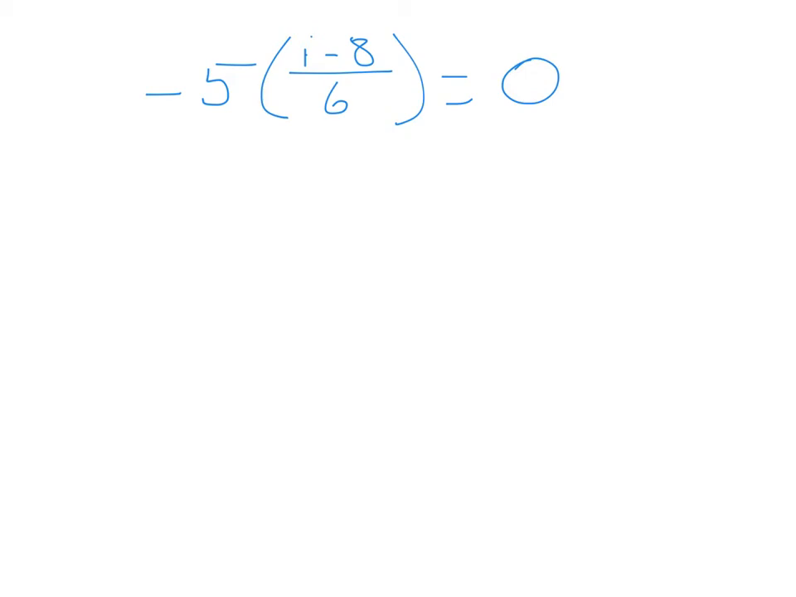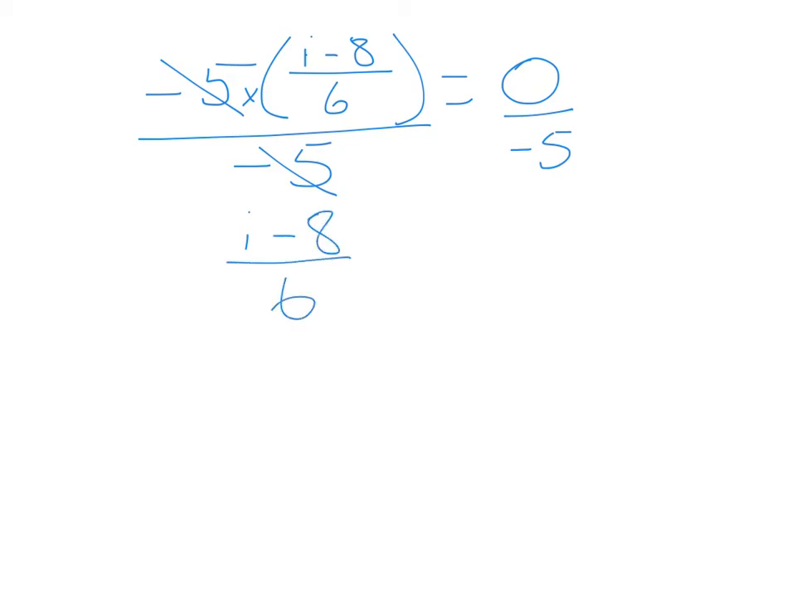Now, how are we going to do that? Remember, negative 5 straight next to a bracket is the same as saying times. So the inverse is going to be to divide. So let's divide by 5. Whatever you do on the left, you've got to do on the right. We can cancel these out because they are like terms. And we are left with i minus 8 over 6. And we know that 0 divided by 5 will always be 0.